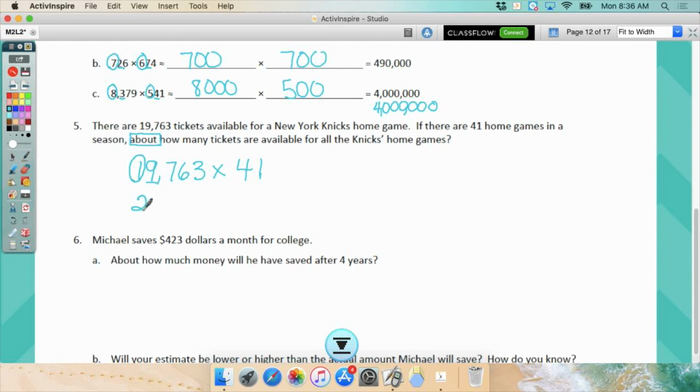Does it become a 2? Yep. Okay. And 41 rounds to? 40. So 2 times 4, Valerie, 2 times 4, what's that? Okay. And 1, 2, 3, 4, 5 zeros. 800,000.